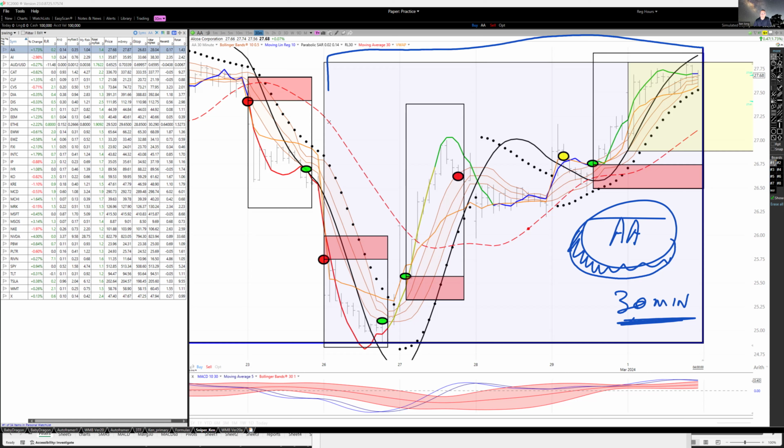This blue box is the 5-day trading range. There's a high and a low. This yellow box is the 1-day trading range. This is your parabolic stop and reverse.